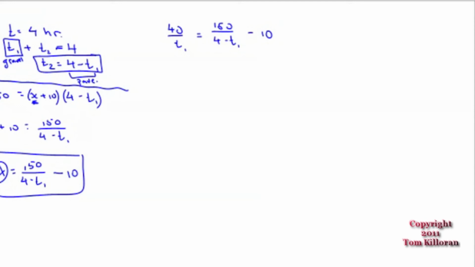Adding 10 doesn't help. We can't cross multiply because it's not a fraction equal to a fraction. We need to get rid of the fraction. How do I get rid of the fraction? Multiply 4 minus t sub 1 to both sides. Just 4 minus t sub 1.